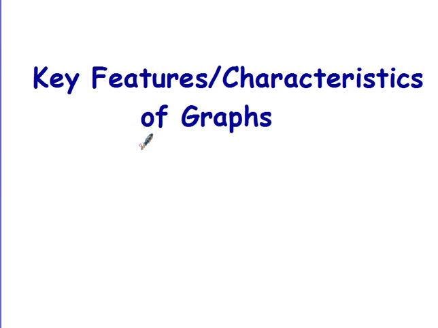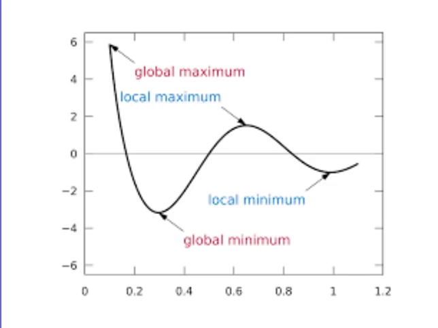So I want to talk to you about this concept of key features of graphs. Some folks refer to it as characteristics of graphs. You've already started out last couple of days figuring out the domain and range of a graph. We're going to expand on that a little bit. And there's one thing I want to cover here with this picture, this concept of maximum and minimum.